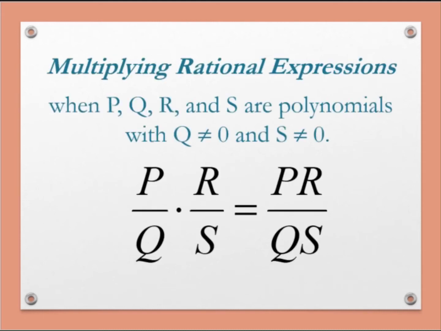To begin with, we already learned that in a rational algebraic expression, the denominator should not be equal to 0. Same in multiplying rational algebraic expressions: P over Q times R over S is equal to PR all over QS. P, Q, R, and S are polynomials, where Q and S should never be equal to 0.